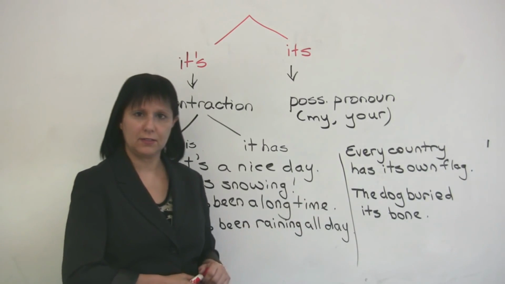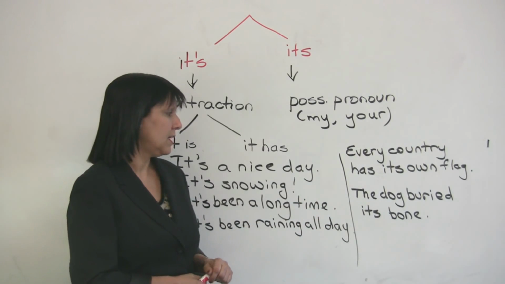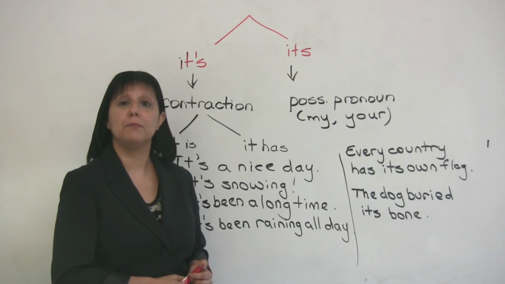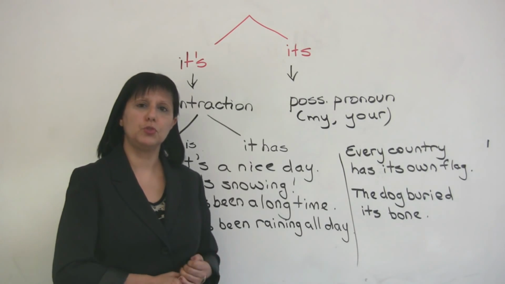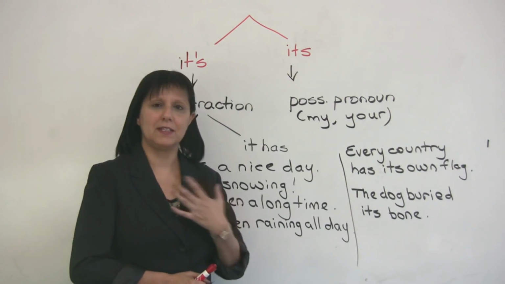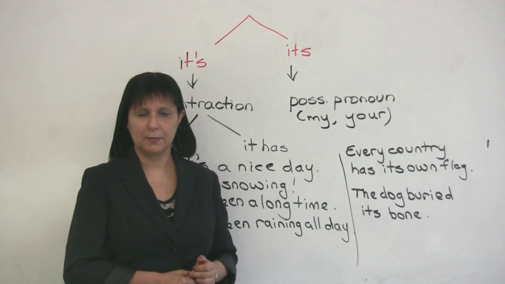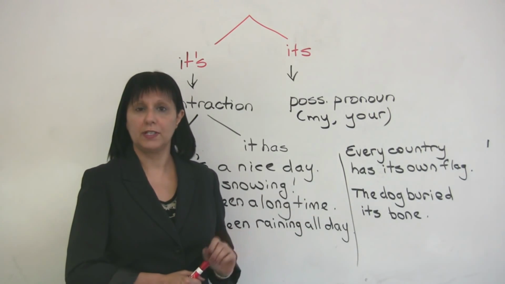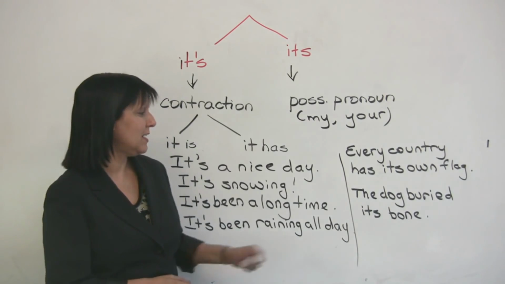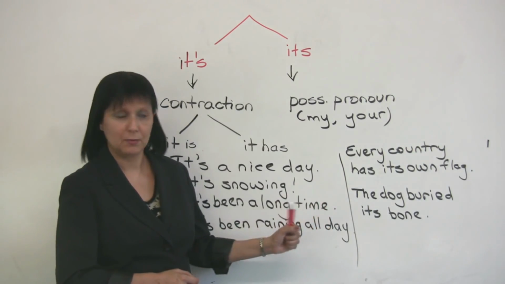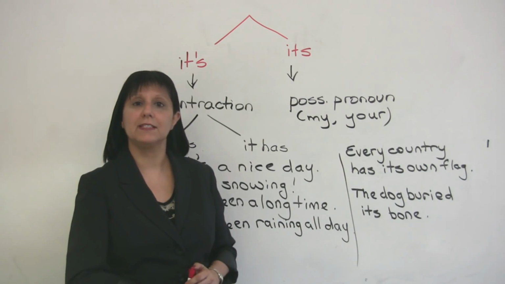Okay? Let's take another example of the correct use. The dog buried its bone. Also, usually, unless that animal is our pet, then we know if it's a he or a she. But if we're just talking about an animal and we can't see what gender it is or what sex it is, right? Then we just say it for animals. The dog buried its bone.